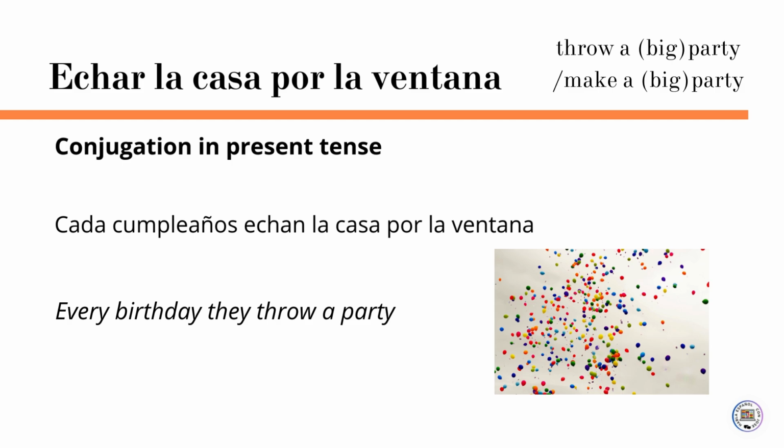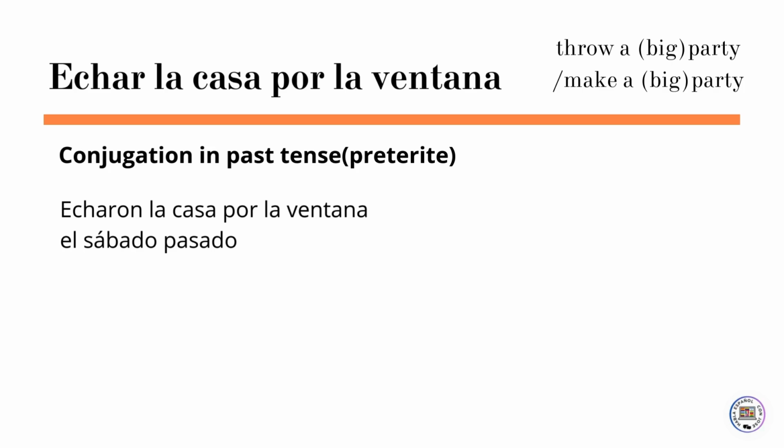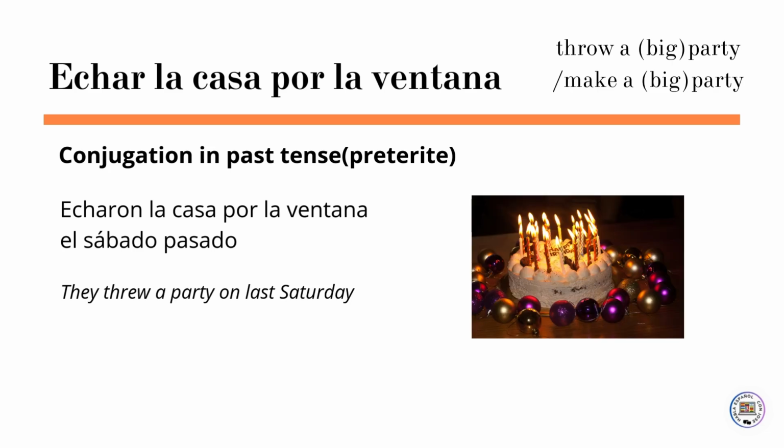Okay. Siguiente. Muy bien. As we see here, a conjugation in the past tense, and echaron la casa por la ventana el sábado pasado. So the past tense, something that already happened in the past. Someone threw a party, made a party, and in this case, echaron. So they threw a party. When? El sábado pasado. ¿Sí? Echaron la casa por la ventana el sábado pasado. They threw a party last Saturday.